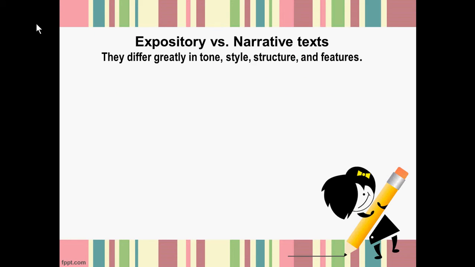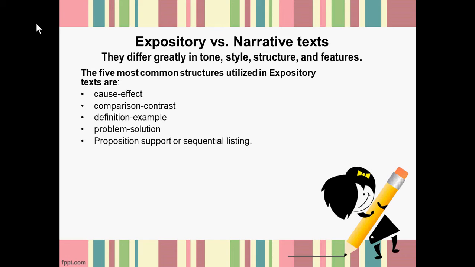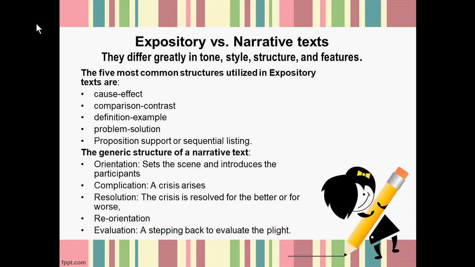Now, when we see expository versus narrative text, they differ greatly in tone, style, structure, and features. The 5 most common structures utilized in expository text are cause-effect, comparison-contrast, definition-example, problem-solution, proposition support, or sequential listing. Whereas the generic structure of a narrative text has orientation, complication, resolution, reorientation, and evaluation.